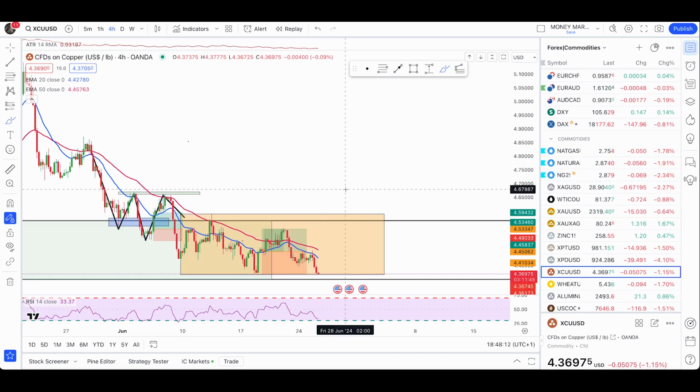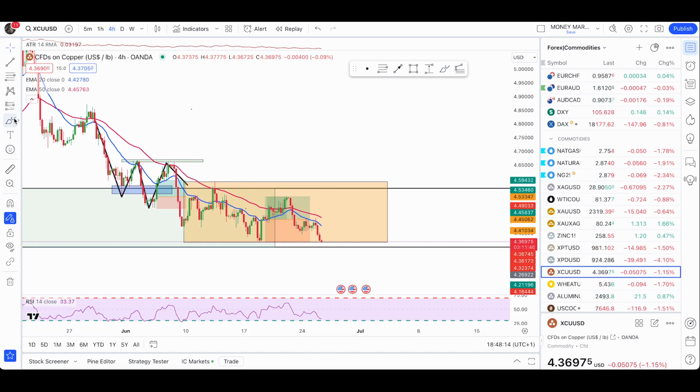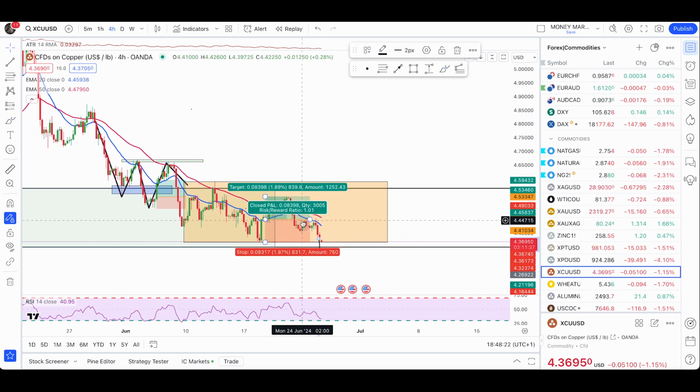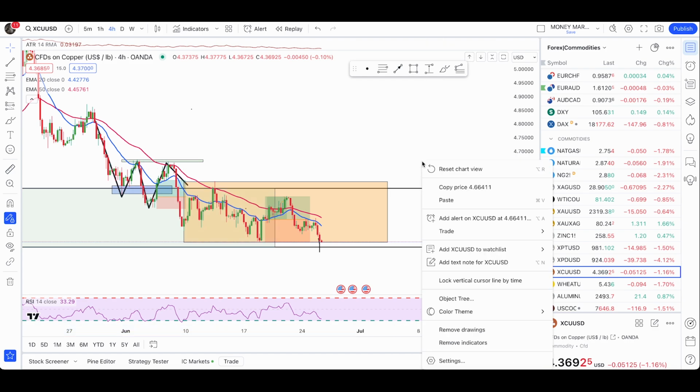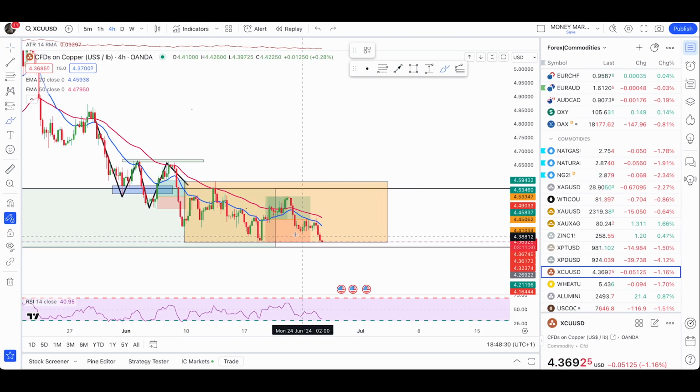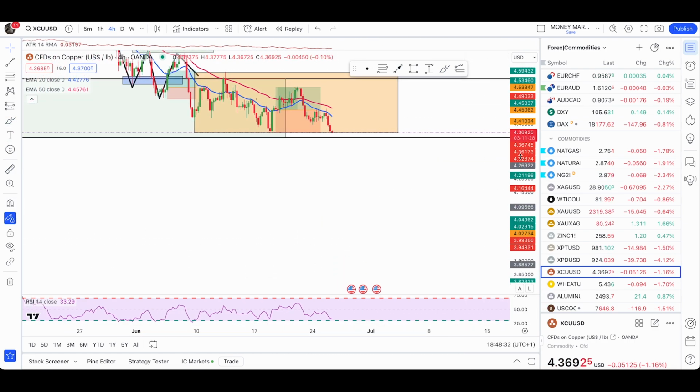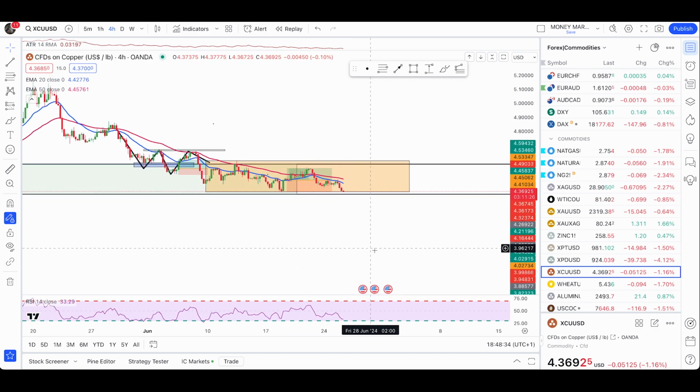Then we have copper. Right here on copper, as I mentioned in my last video, in my last update, we are still ranging in this accumulation box. We are still in a support area. And now once we are broken below this box and the support area as well, which is 4.349, once that happens, I'll start to look for my bearish trade and copper will push lower and it will likely crash to the next level of support.